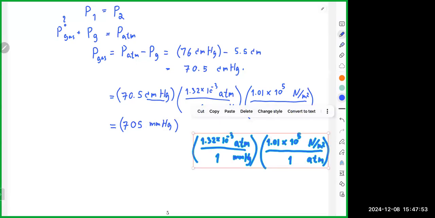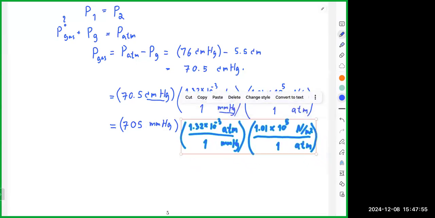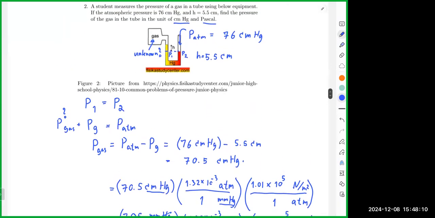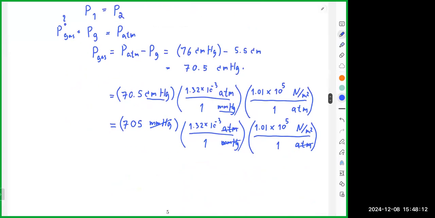And then the rest. This one can cut this one. This one cut this one. The rest is about the calculator. So you can use a calculator and answer in the unit of Pascal or Newton per meter square. That's it.